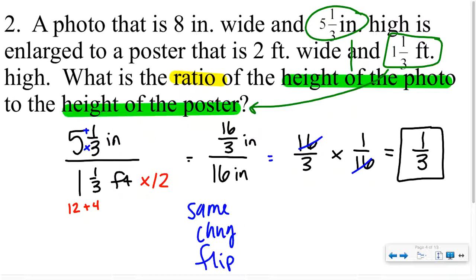Yay, fractions. Turn them into improper fractions, and then remember multiplying by the reciprocal. You can simplify first. If we wouldn't have simplified, this would have been 16 over 48, reduced by 16, and then you still get 1/3. Okay. Simplifying first just makes your math easier. Questions on your first two? Alright, you just have to read carefully on those types of questions.